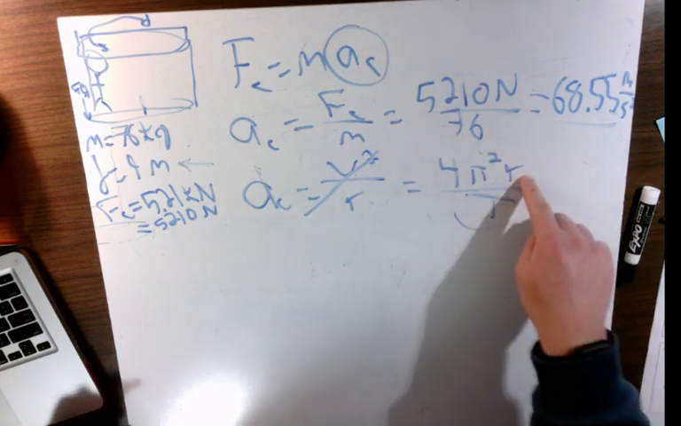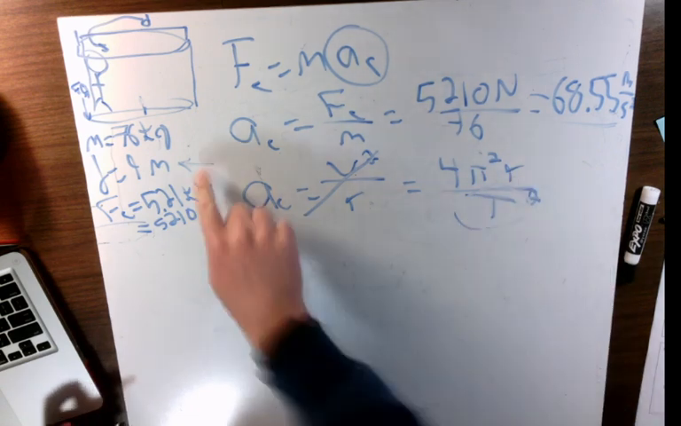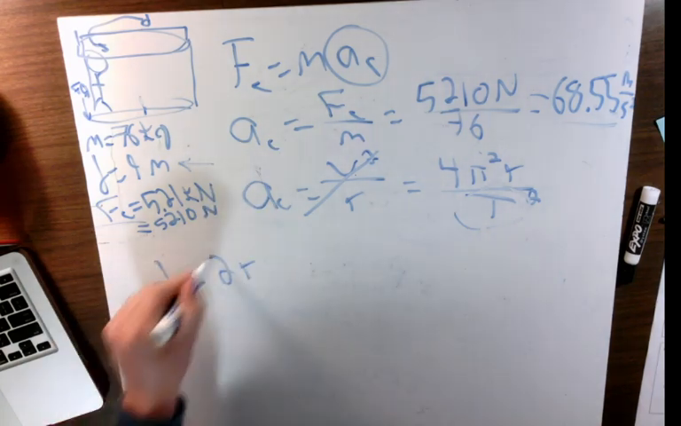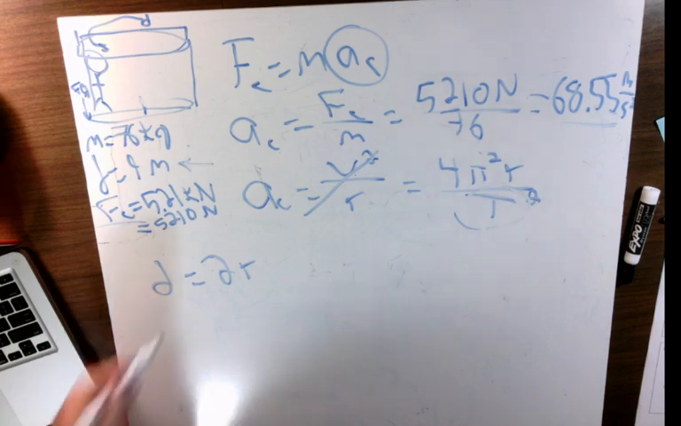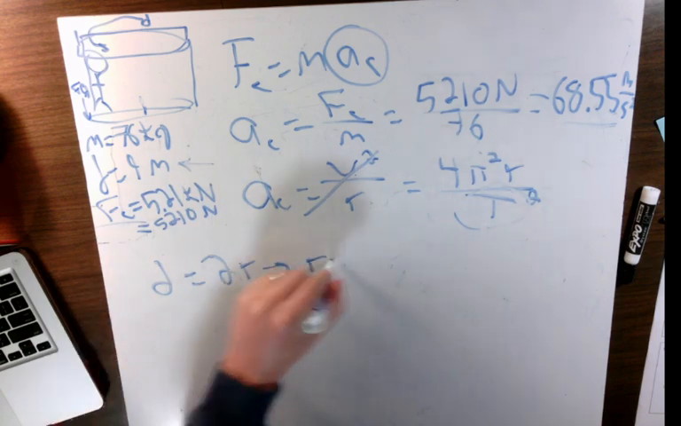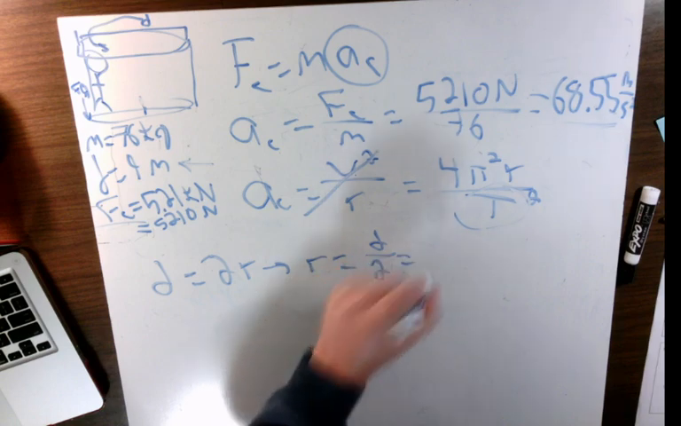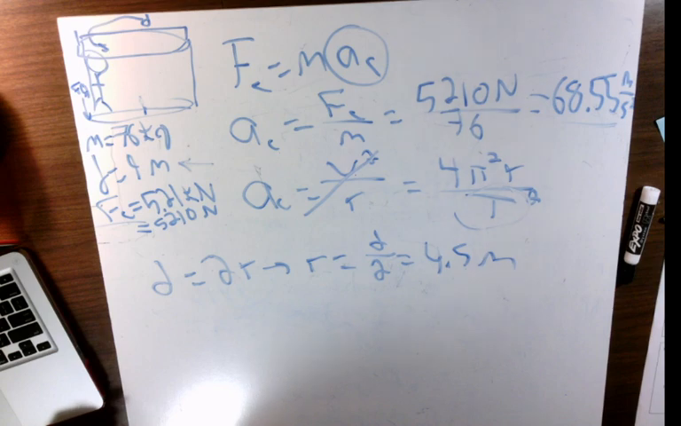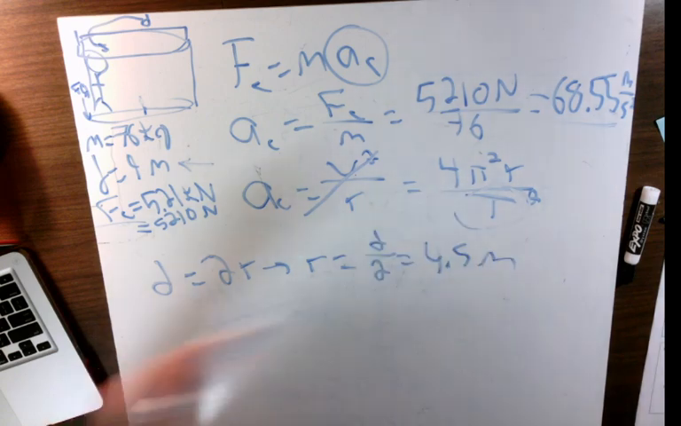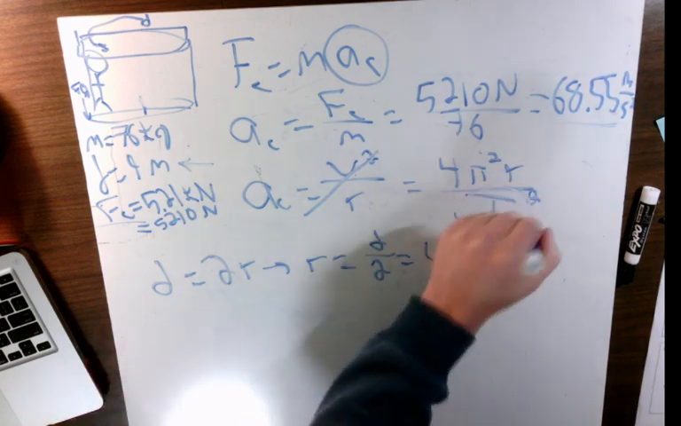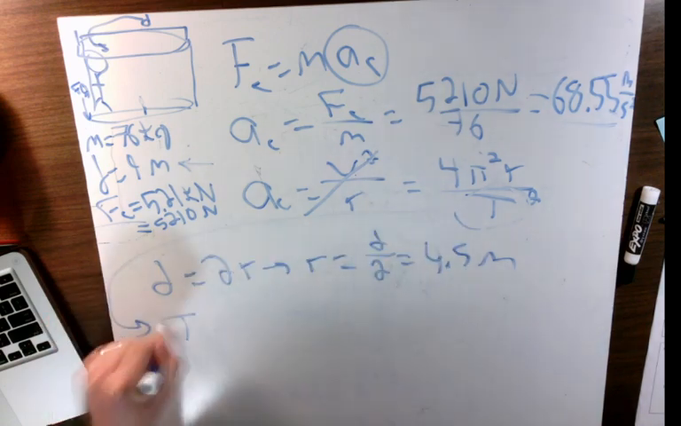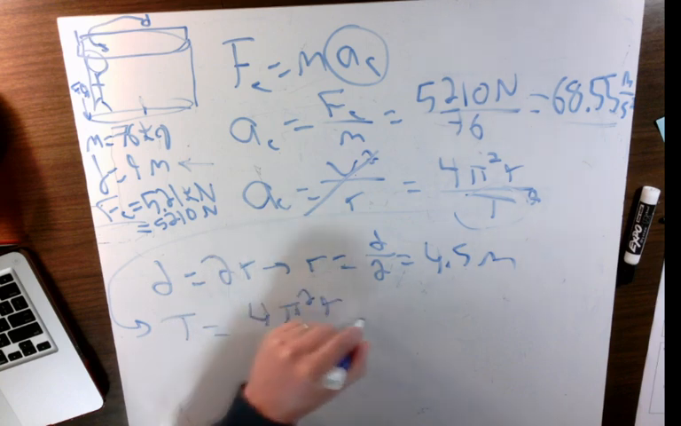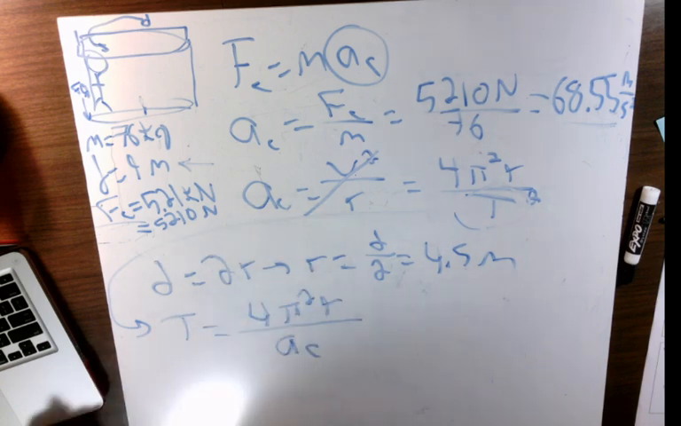Do we know radius? Sort of. We know diameter, and we know that diameter is equal to 2 times the radius. Sorry, the 2 looks like a D. So our radius is equal to diameter over 2, which in this case is 4.5 meters. We have everything we need to solve for period. So I'm going to rearrange this, solving for period. Period is equal to 4 pi squared times radius divided by centripetal acceleration.